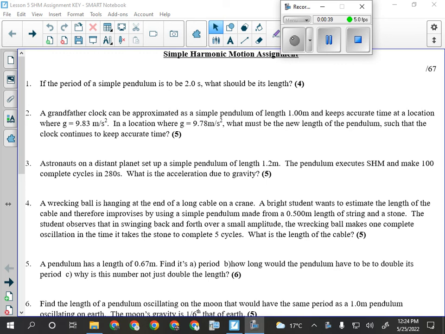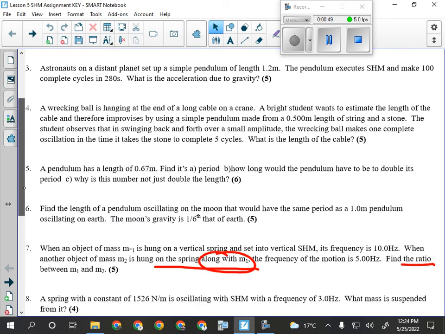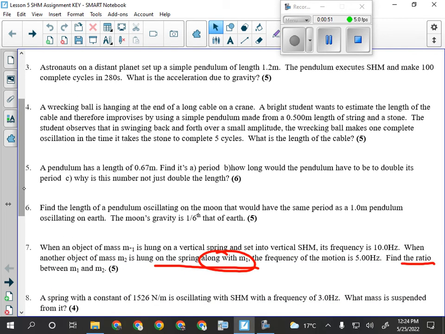For number two, you got another pendulum question, and it's basically asking you about the effect of gravity there. So you're just calculating a different length. Number three, again, another pendulum question. Fairly straightforward. Just be mindful of the number of cycles. It makes 100 cycles in 280 seconds, so make sure you keep those in mind.